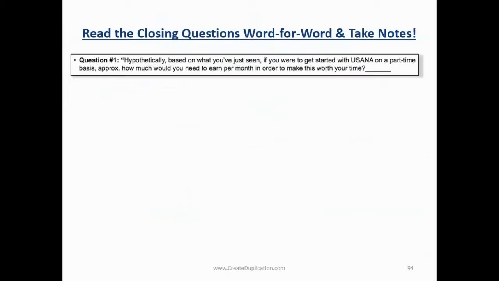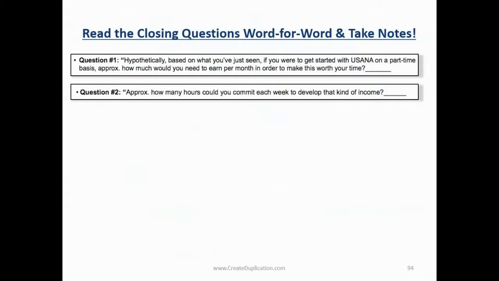So let's just say that they're between a 5 and a 10. They want to make money with this as well as be a client. So then you're going to go through these questions, and I literally read the questions. Question 1, hypothetically, based on what you've seen, if you were to get started with USANA on a part-time basis, approximately how much would you need to earn per month in order to make this worth your time? And they're going to say, oh, I would like to make $500 a month or $1,000 a month or $2,000 a month. Whatever they say, you write it down. Question 2, approximately how many hours could you commit each week to develop that kind of income?